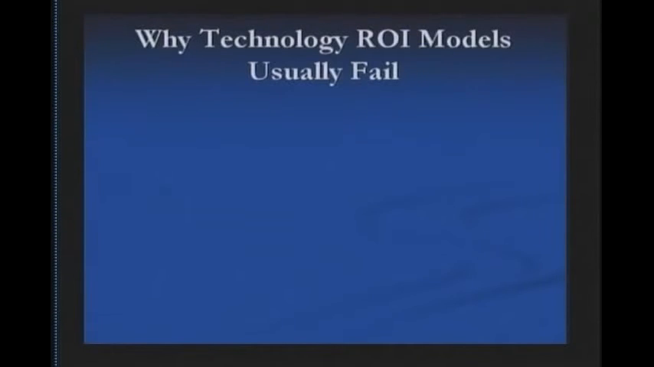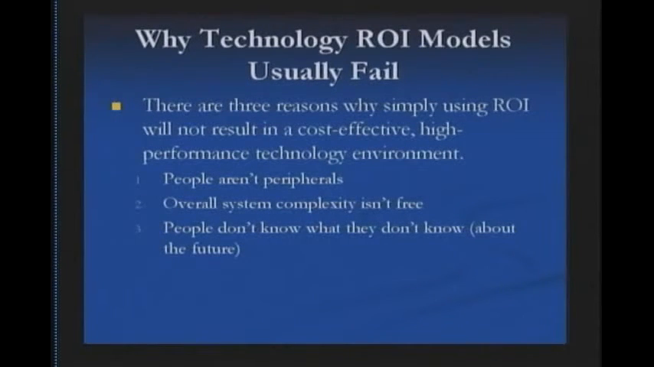And so you would expect that they would become very experienced and very proficient at this, and that the slop, or the error, so to speak, in the process would continue to be reduced as time progresses. And then project office funding usually pays for itself with savings and improved communications. Again, we'll talk about that later in this course. Now let's take a brief look at why technology ROI models usually fail. There are 3 reasons why simply using ROI will not result in cost-effective, high-performance technology environments.